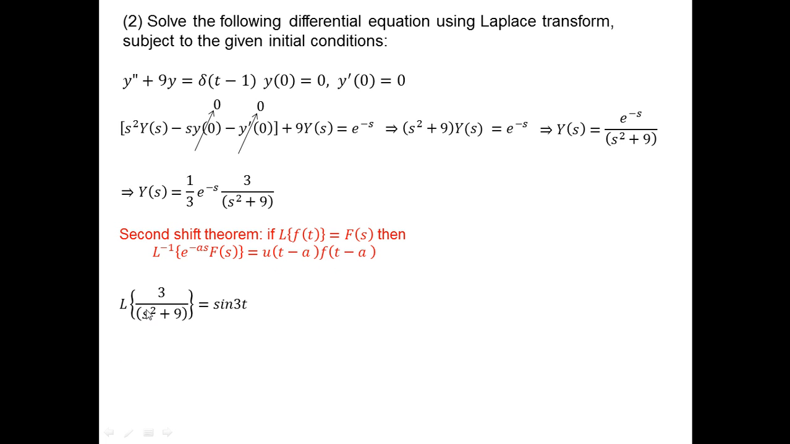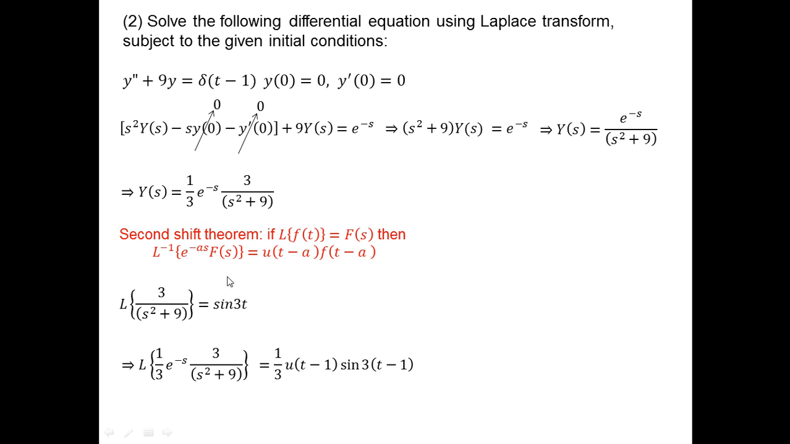Now, I know the Laplace transform of 3 over s squared plus 9 is sine 3t. In fact, sine 3t is my f(t), and 3 over s squared plus 9 is my F(s). By considering and applying the second shift theorem, I see the Laplace inverse of 1 over 3 e to the minus s times 3 over s squared plus 9. Here 3 over s squared plus 9 again is my F(s), and e to the minus s is my e to the minus as. In this case, a is equal to 1.